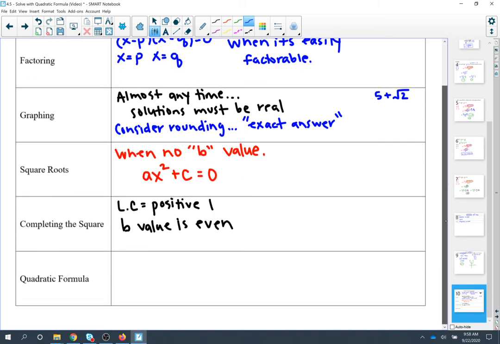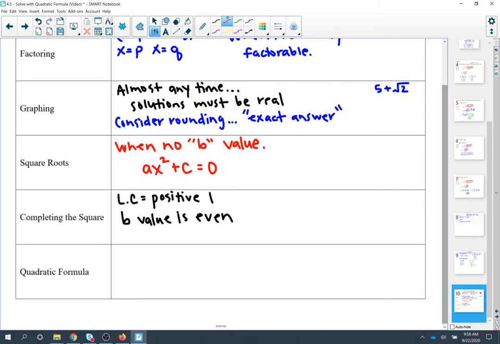And then last but not least, you have the quadratic formula. For the quadratic formula, I'm going to say use it when all else fails. The quadratic formula will work every time on any quadratic equation. So if you go through all of your other options and it's not working, then you could just jump to the quadratic formula and use that.